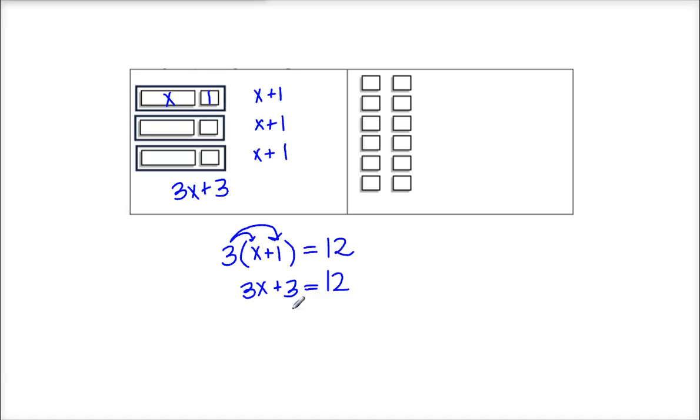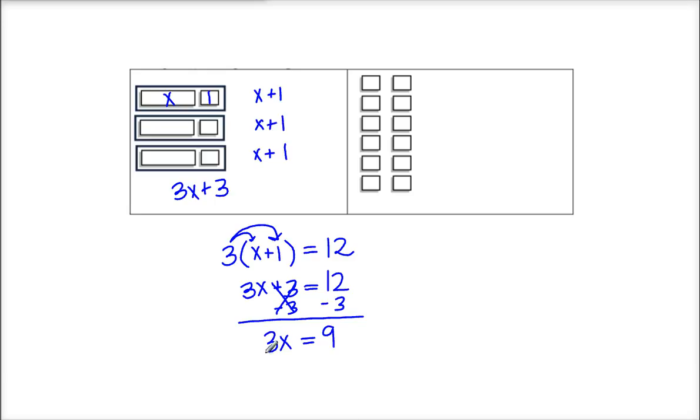Now this is a pretty simple equation for us to solve. Our first job is to get all the x's by themselves, so this positive 3 needs to go. The zero pair with a positive 3 would be a negative 3. Remember to do that on both sides to keep your equation balanced. A plus 3 and a negative 3 combine to be 0, so I'm just left with 3 x's on this side. And over here I have 12 minus 3, which is 9.